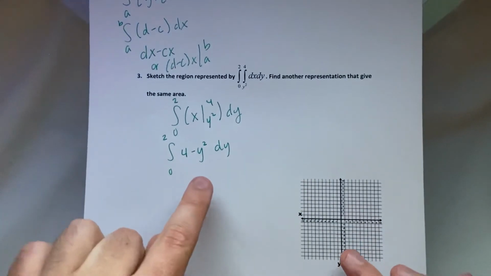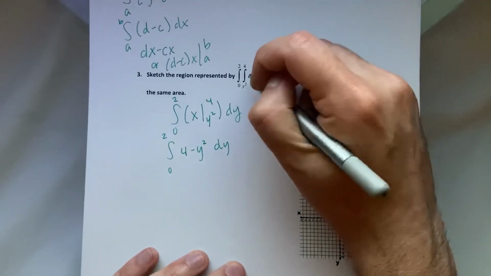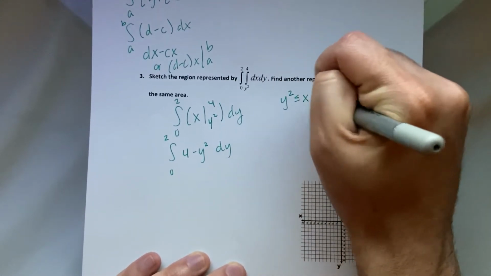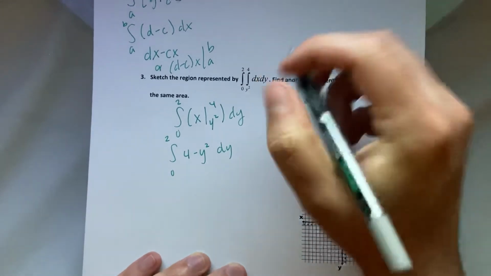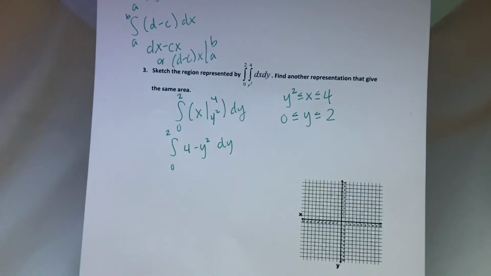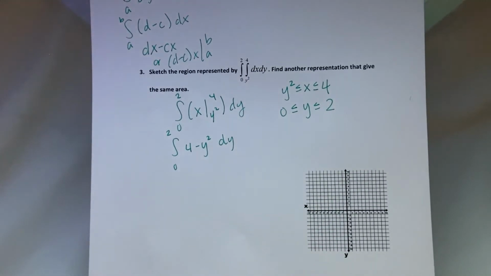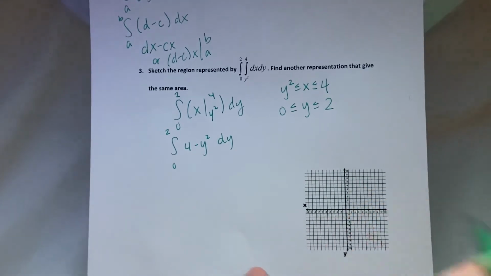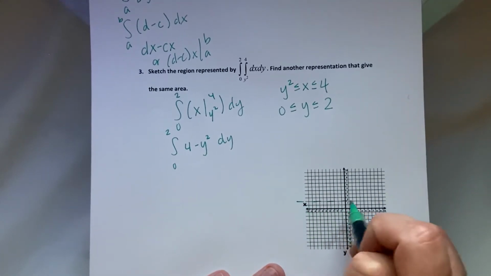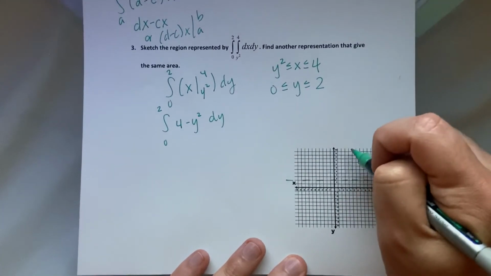Now this is the function that we're talking about. If we talk about what's happening here, it says that y squared is less than or equal to x, which is less than or equal to 4, and 0 is less than or equal to y, which is less than or equal to 2. Given this relationship, we know that x is less than 4, and y is less than 2, so we can draw what this looks like using bounds.